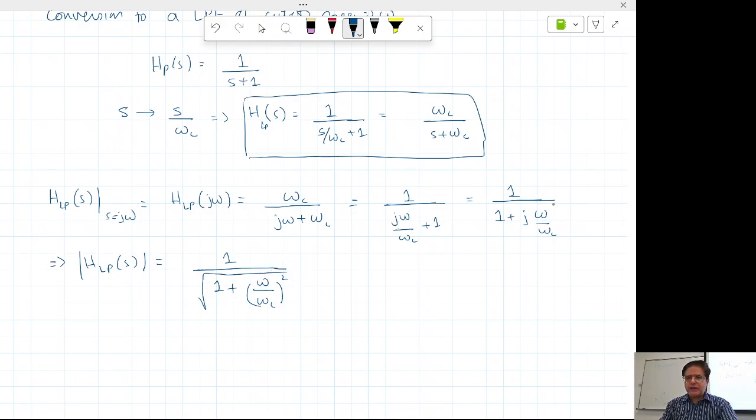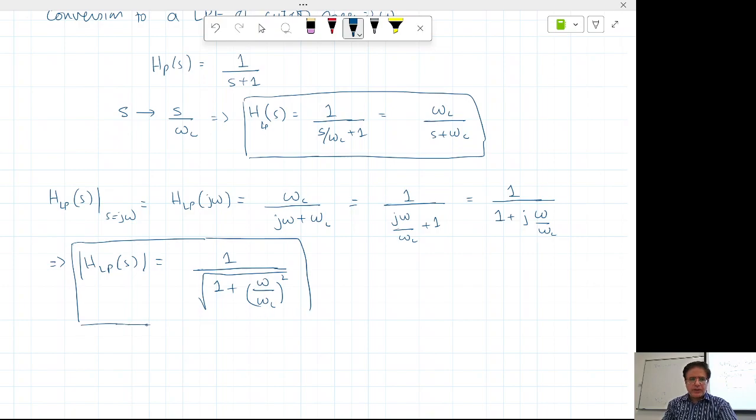Again, how can we get it? I just multiply and divide by 1 minus j omega over omega c, and I do the simplifications. I get the real part and imaginary part. I sum and square the real and imaginary parts, do some simplifications, so I'll get this relationship.